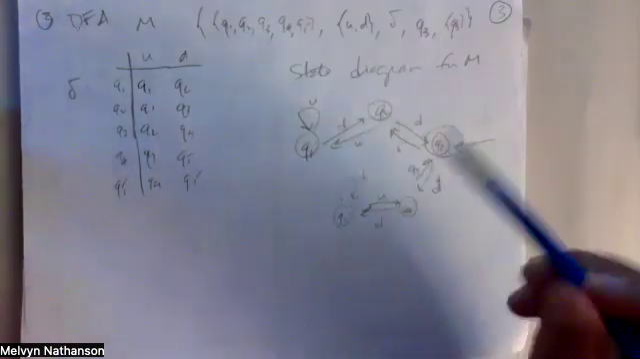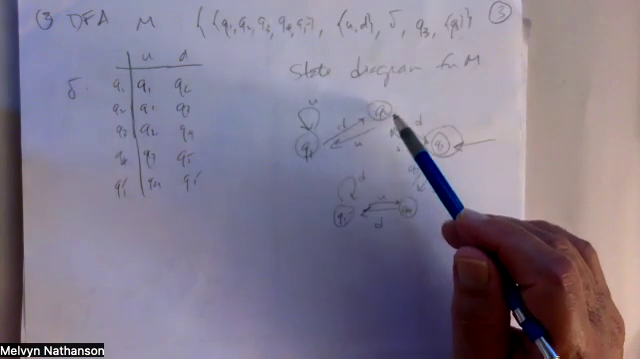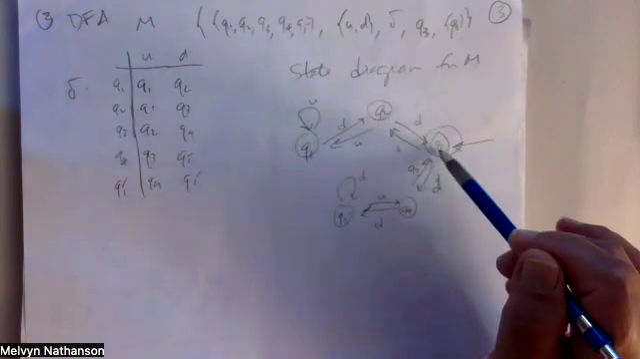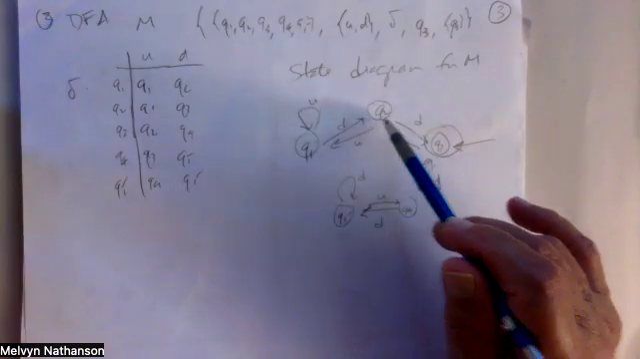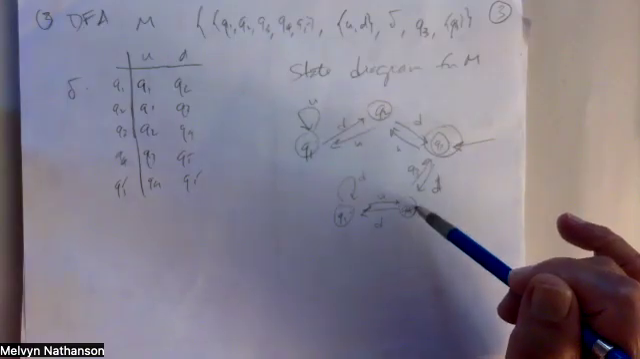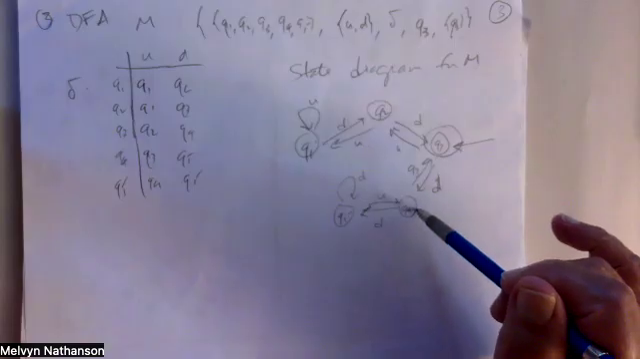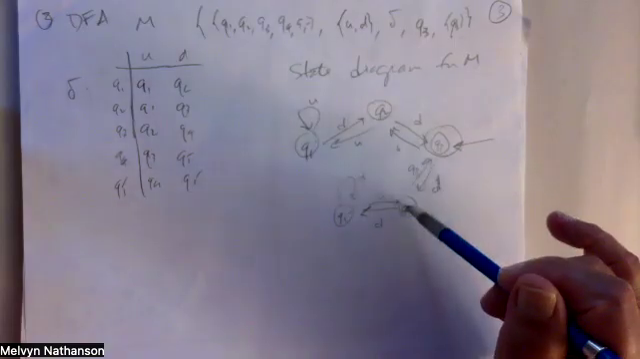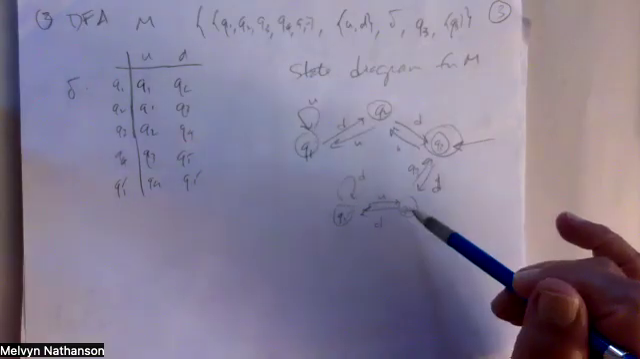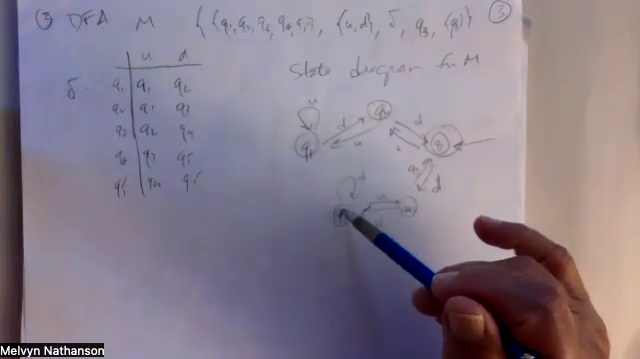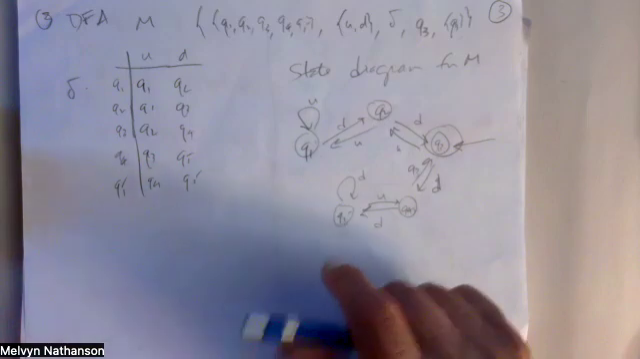In Q2, U sends you back to Q1, and D sends you to Q3. In Q3, U sends you back to Q2, and D sends you to Q4. In Q4, U sends you back to Q3, and D sends you to Q5. And in Q5, U sends you back to Q4, and D keeps you in the same state, Q5. So that's the state diagram.